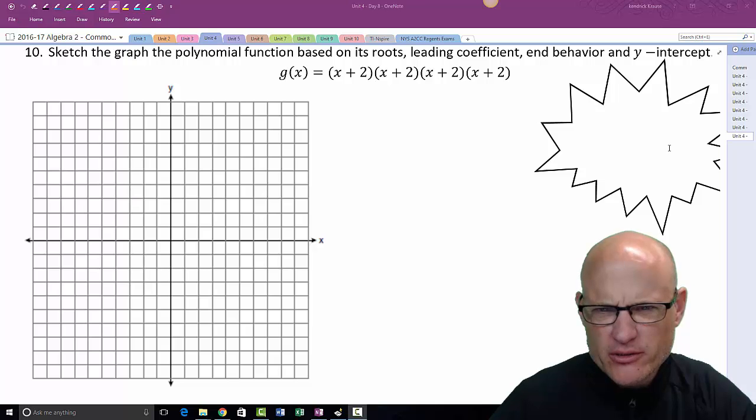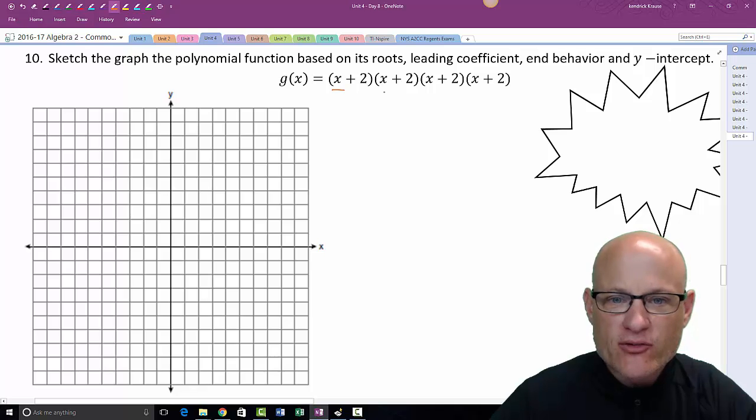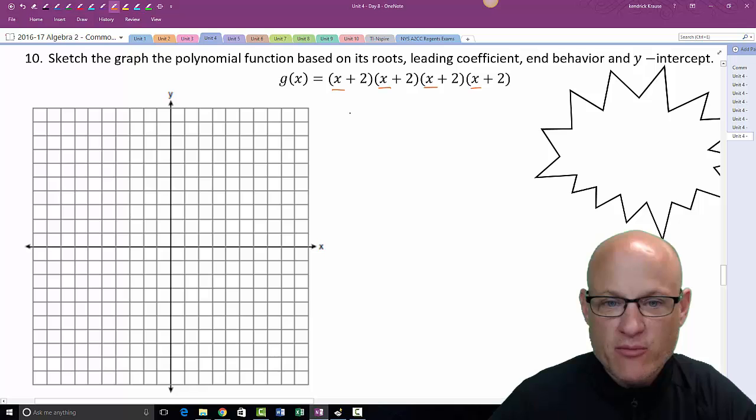Well, this one's weird. I need the end behavior. I need the roots. I need the y-intercept. Let's figure out what degree it is. We got x, x, x, and x, and they're all being multiplied. So that would give me an x to the 4th. So that's even. And that's positive x. There's no negative here. Positive, positive. So that's even with a leading coefficient that's positive.